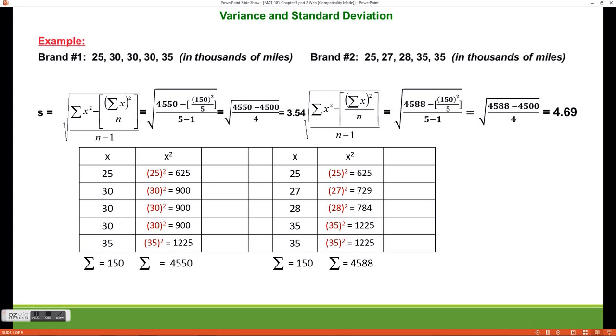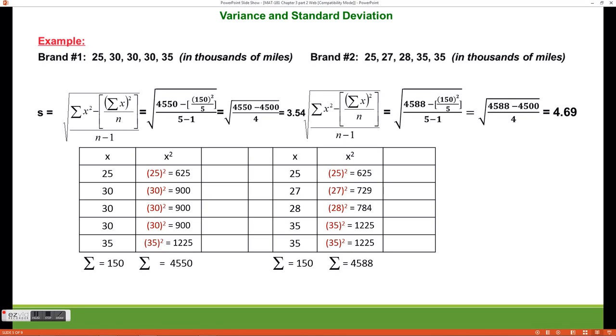I need to take the sum of both these columns. The second column sum gives me the sum of x squared, which for tire brand number 1 is 4,550. I plug in that value for the sigma x squared symbol in the formula on the left side of the numerator. From that value, I need to subtract the sum of x's squared divided by n. Here you can see the sum of x's. That is a value I need to square and then also divide by n.